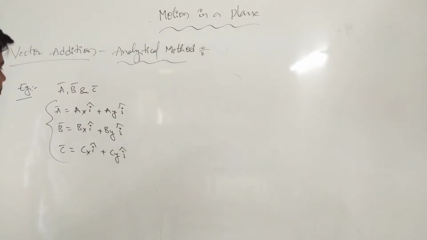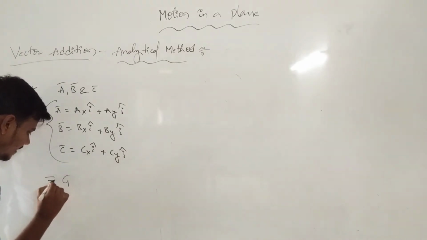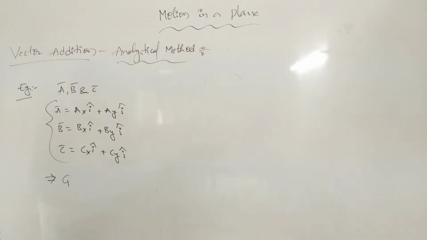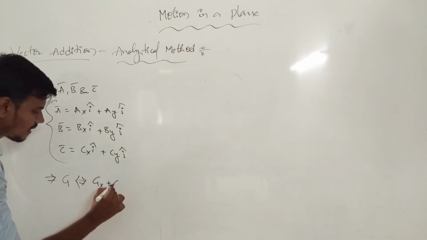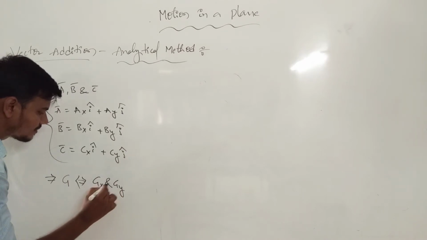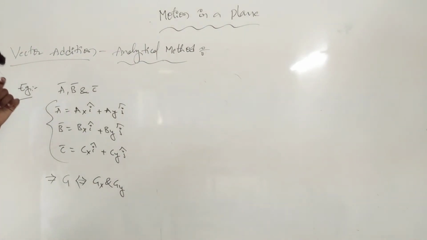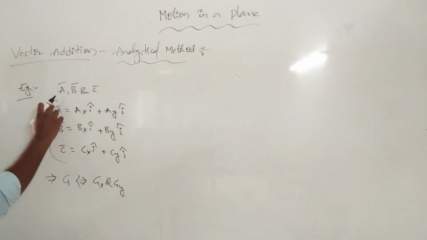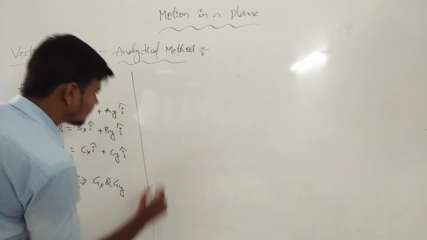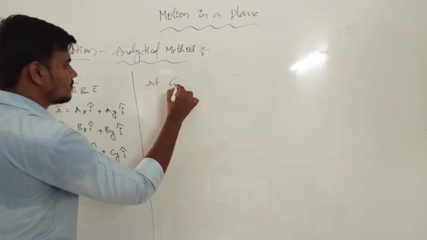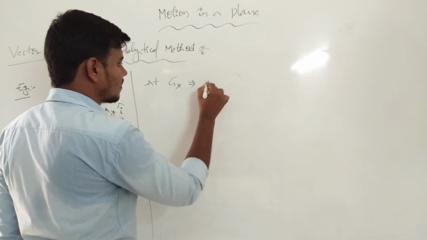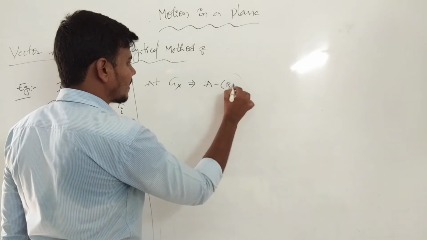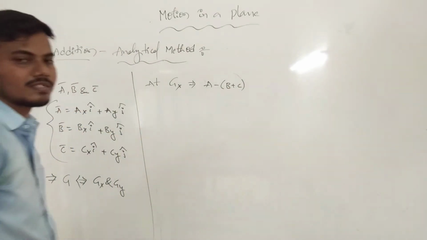We can start at the position G as the vector interpretation. G vector at Gx plus Gy, or Gx and Gy. Gx is equals to, we introduce the first one at A, B, C position. Gx is equals to the vector A minus B plus C vector.